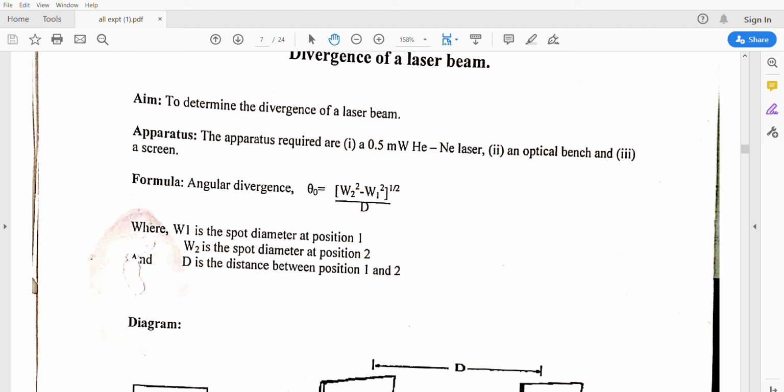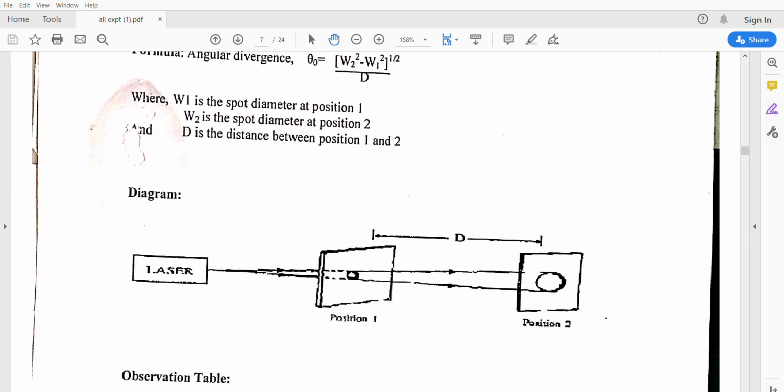For that I am using this setup. We can understand it from this diagram. Not much equipment is needed here. We need only the laser source, which will produce the laser.